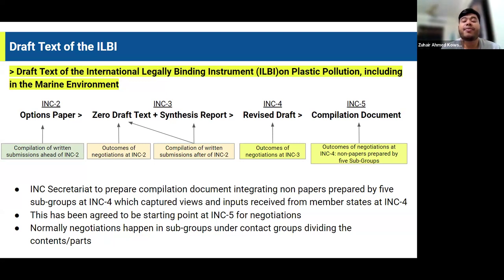And then a lot of views were received on the text of the revised draft at INC4, and now this is leading towards a compilation document, which has been agreed by the member states as a responsibility of the Secretariat, to compile all the non-papers prepared by the subgroups during the negotiations at INC4. And this compilation document will be the basis of negotiation at the fifth and expected final session.